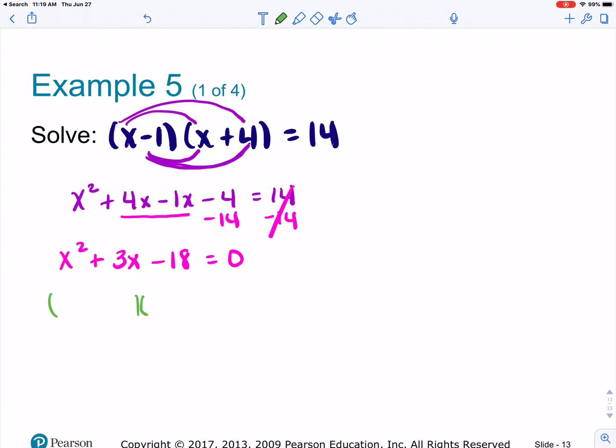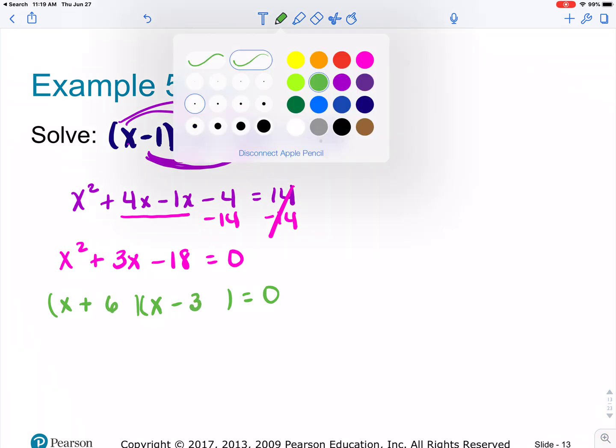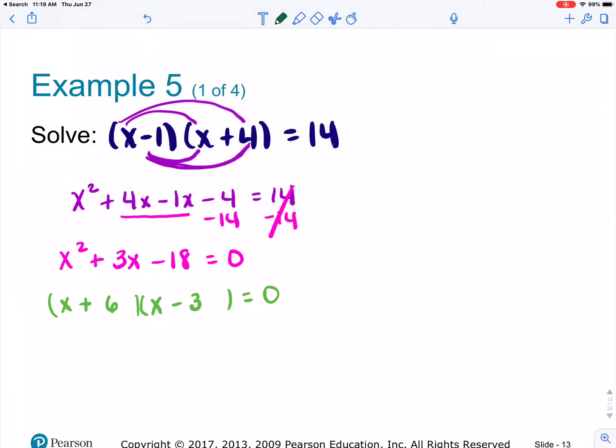So here's my two parentheses, x and x, plus and minus. What makes 18? That has a difference of 3. And let's see, so that's 9 and 2, no, 6 and 3. So I'm going to have a positive 6 and a negative 3. Next step, set them equal to 0. So x plus 6 equals 0, and x minus 3 equals 0.